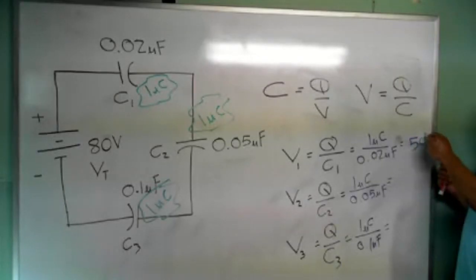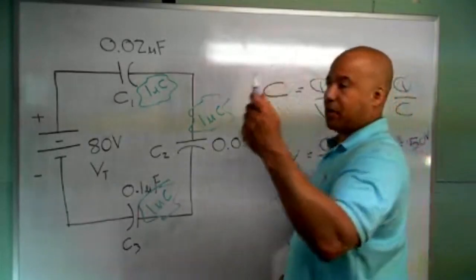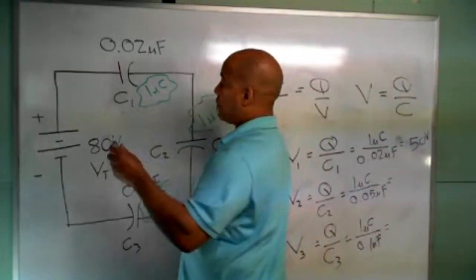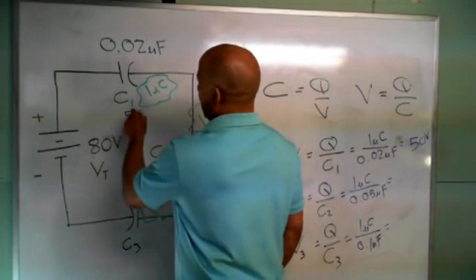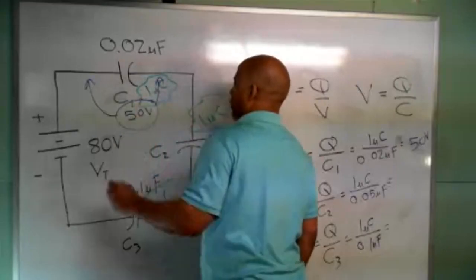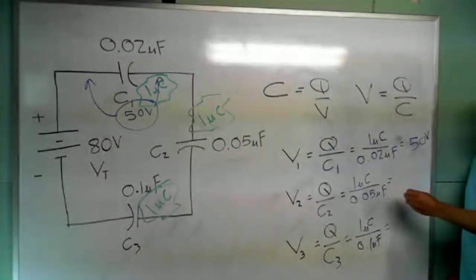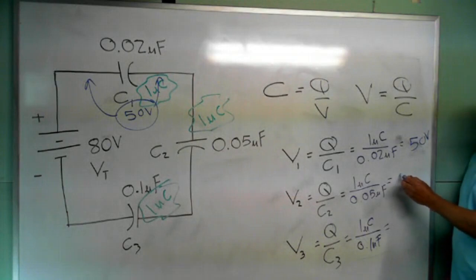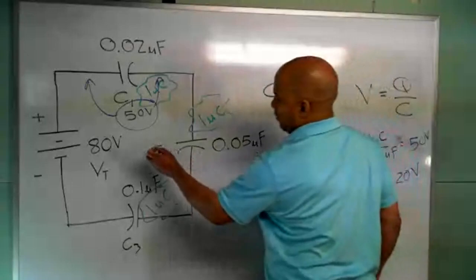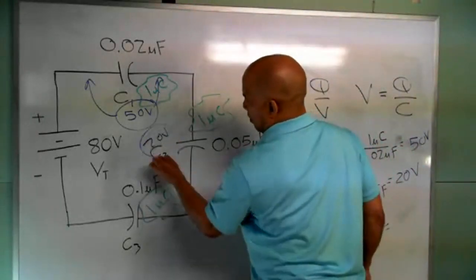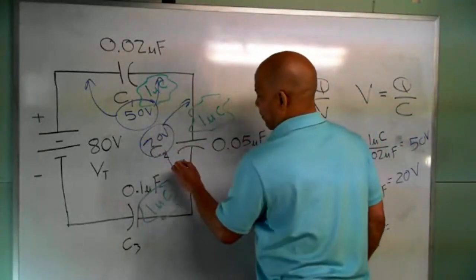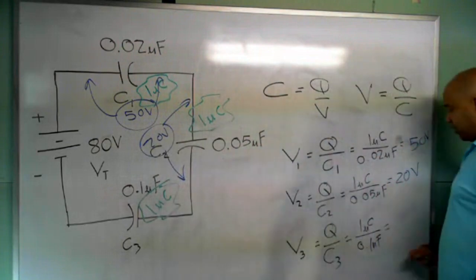50. You get 50 volts. So right away over here, take your coloring pen. You still use your coloring pens and pencils. You get 50 volts across this capacitor. What do you get when you divide 1 by 0.05? 20. You get 20. So right away, 20 volts across this capacitor.